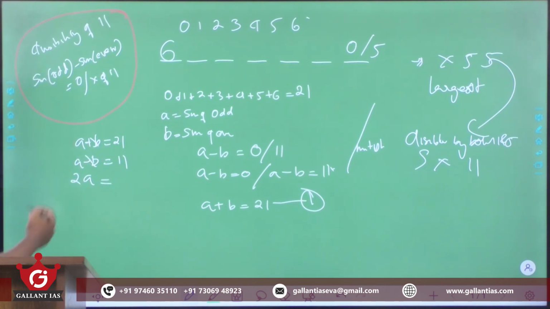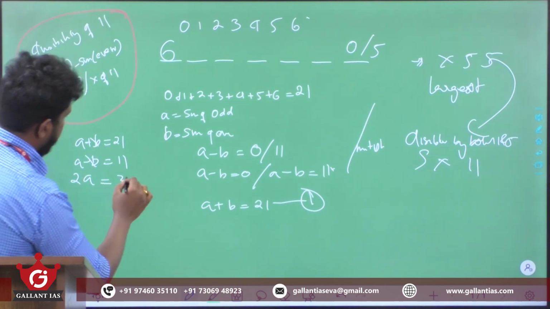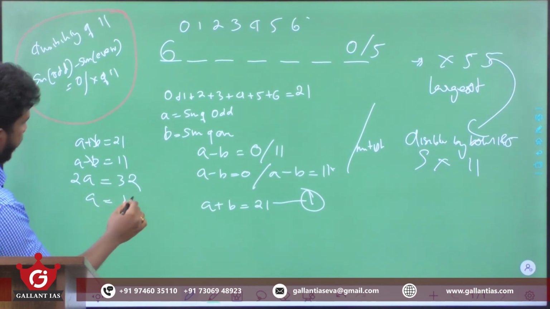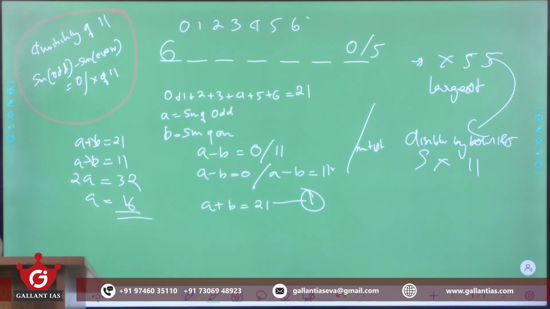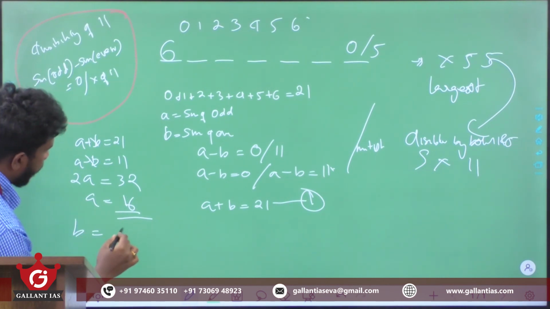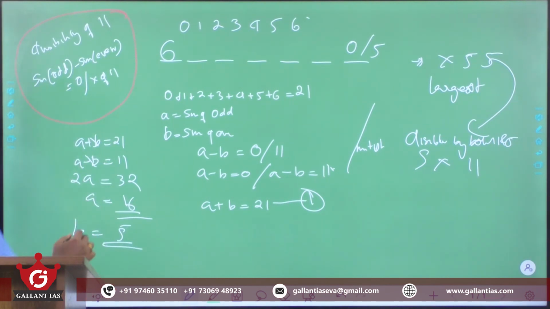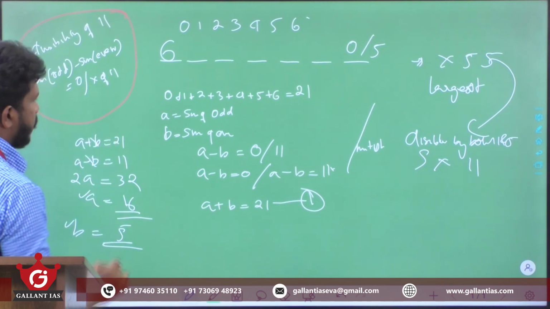So what value are you getting? It is 32, and a is equal to 16, right? And b, you are getting it as 5. So you got a value as 16 and b value as 5.